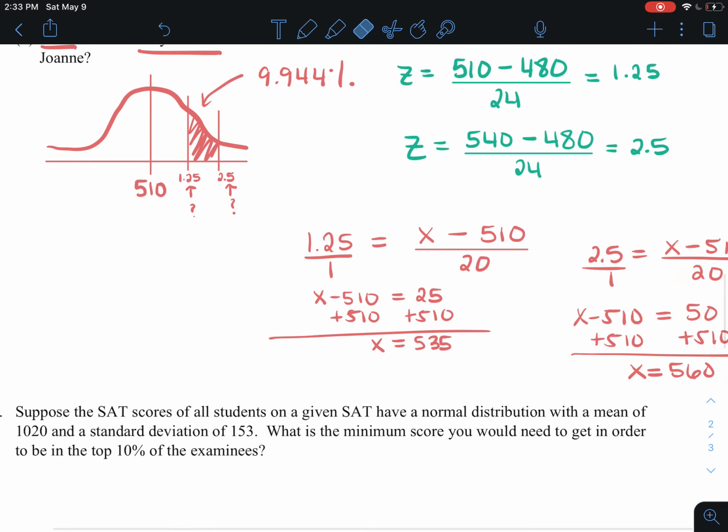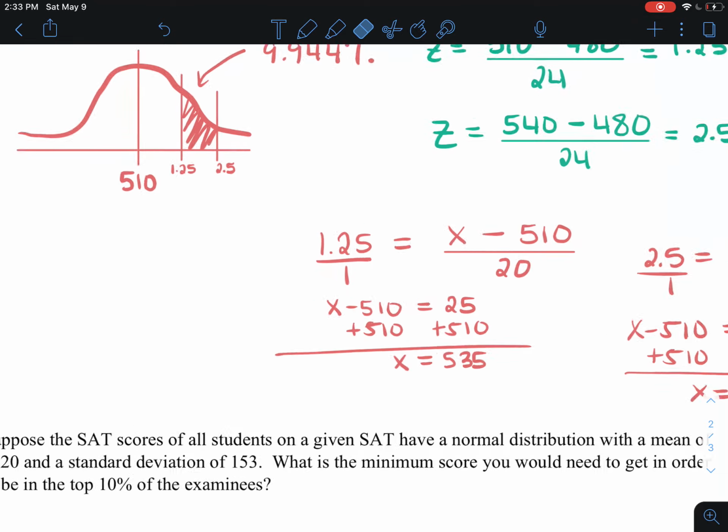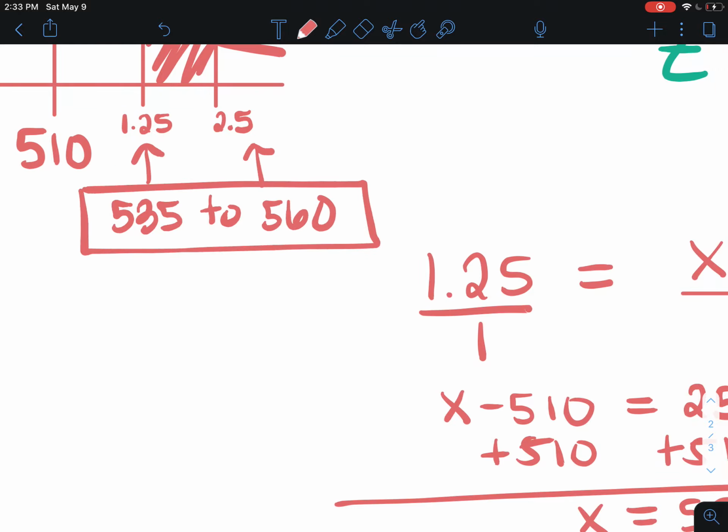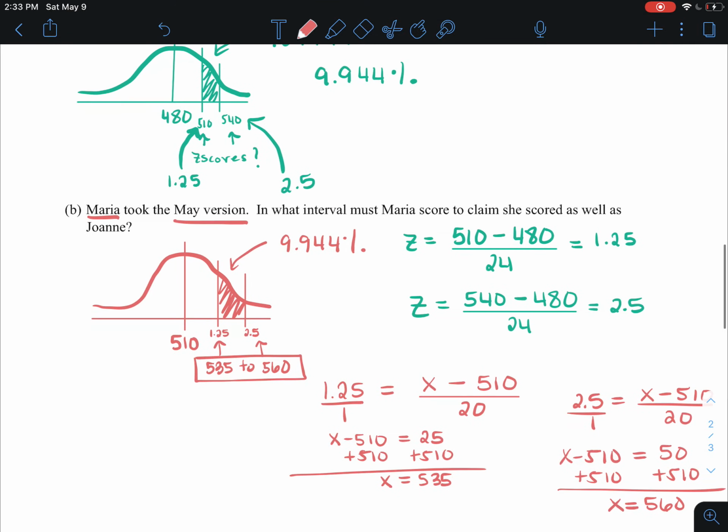Okay, so now I know, if I go back here, just make my visual complete, she can score between a 535 to a 560, and that will put her into the same range as Joanne scored on that earlier version of the test.